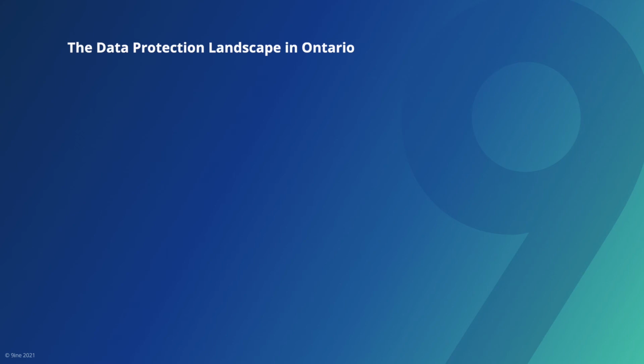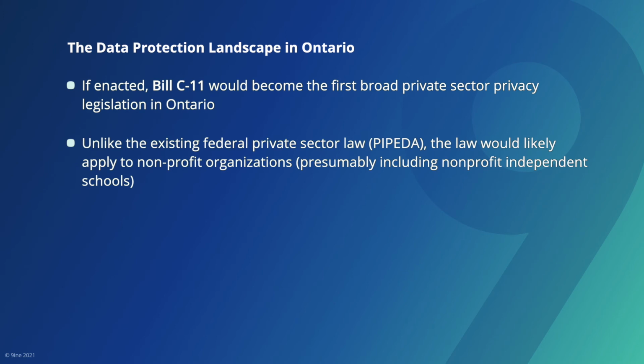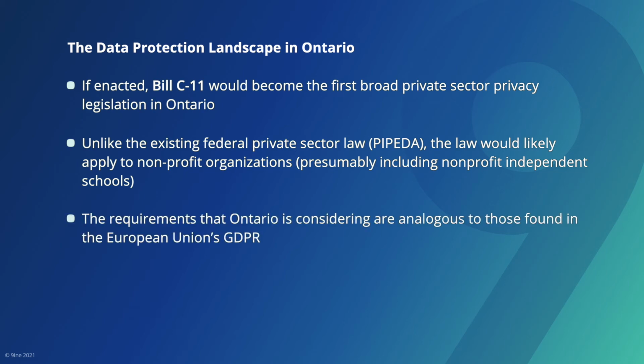The developments in Ontario are of particular interest because, if enacted, the law would be the first broad private sector privacy legislation in the province. Also, there is some indication that if the law is indeed passed, it would likely apply to non-profit organisations, presumably including non-profit independent schools, which is unlike the existing federal private sector law, which generally does not apply to non-profits. Like many of the new data privacy laws around the world, the requirements that Ontario is considering are analogous to those found in the European Union's GDPR, such as a right for individuals to have their own personal information deleted.